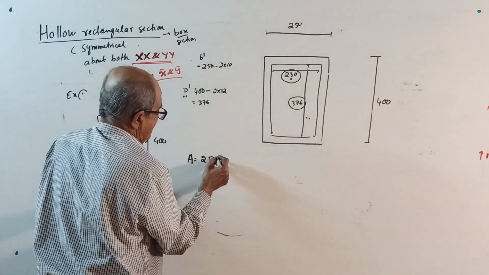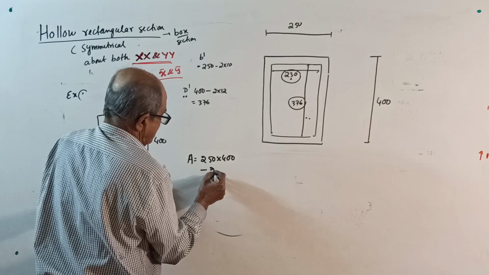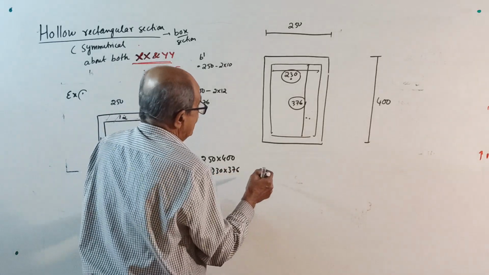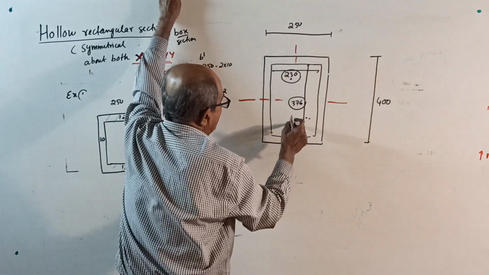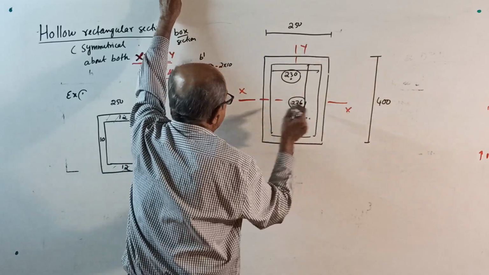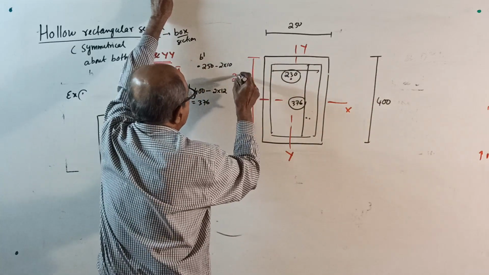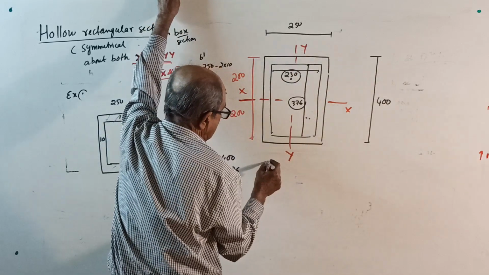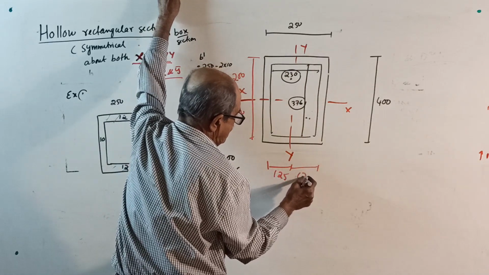250 into 400 minus 230 into 376. If you want, mark xx, yy, because you may require to mark it directly. See, yy, xx. 400, each half 200, 200. This is 250, each 125, 125. Out of scale.